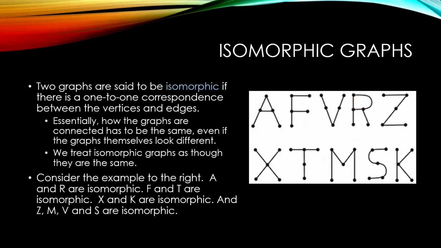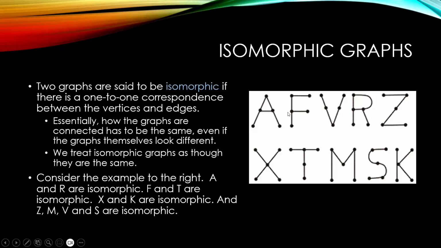So let's talk about how we can define equivalent graphs. Much like when we were talking about topology, we had homotopy and homeomorphisms, there are different ways of determining if graphs are equivalent as well. The first is isomorphisms. 2 graphs are said to be isomorphic if there is a one-to-one correspondence between the vertices and edges. Essentially, how the graphs are connected has to be exactly the same. The graphs themselves might look different, but the way that they are connected has to be the same. We treat isomorphic graphs as though they are the same.